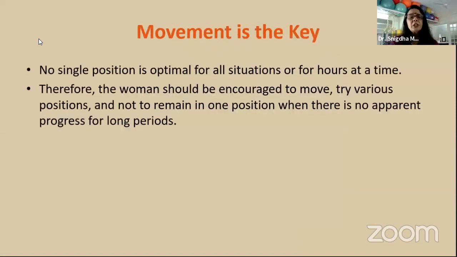No single position is optimal for all situations and for hours at a time. Therefore, the woman should be encouraged to move, try various positions, and not remain in one position when there is no apparent progress for long periods. And in all of this, if the partner, the mother, or the sister of the pregnant woman is trained, then it can help her a lot in guiding her and reminding her about change of positions.